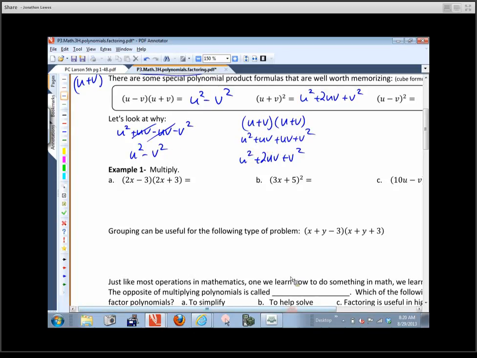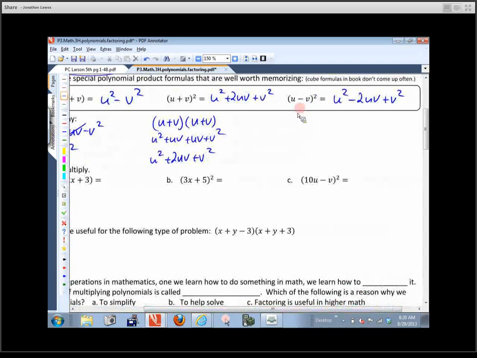And the only difference between this one and this one is these two middle terms would both have a what? Well, they're positive here. What would they be since this is u minus v times u minus v? They'd both be negative uv, negative uv. This would be a plus v squared, and that would be a plus u squared. You get the same thing, except for those two middle terms are now negative. They're still the same, so they still double up. So we get minus 2uv.